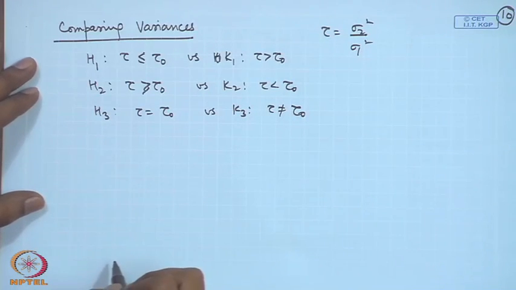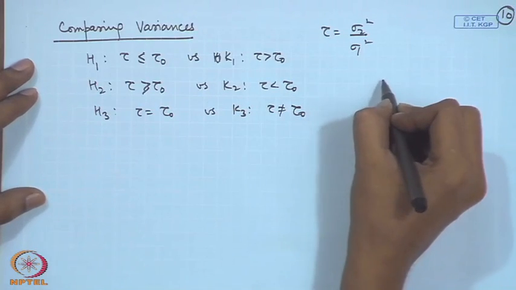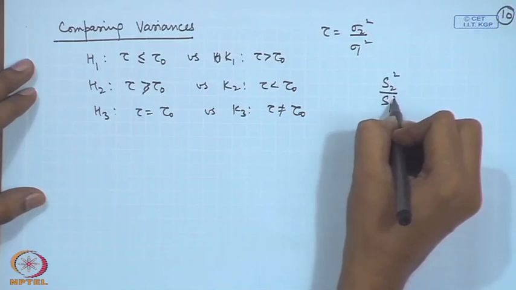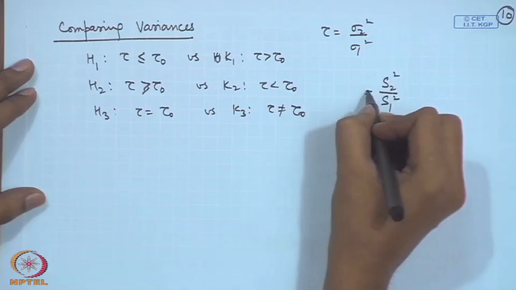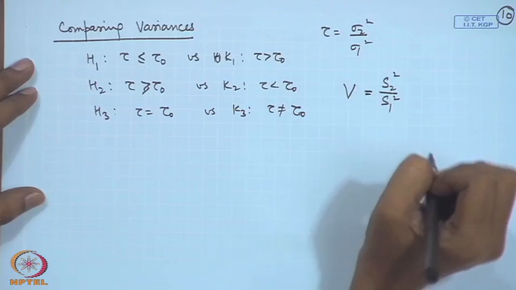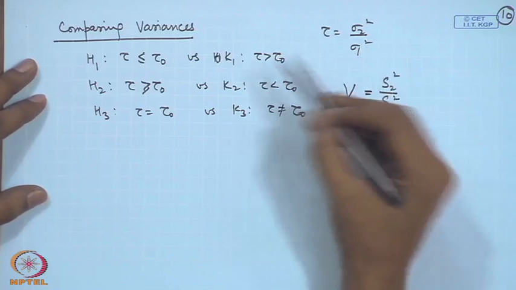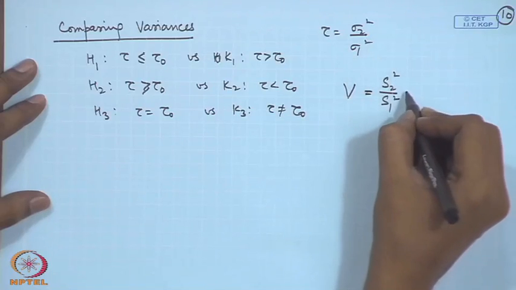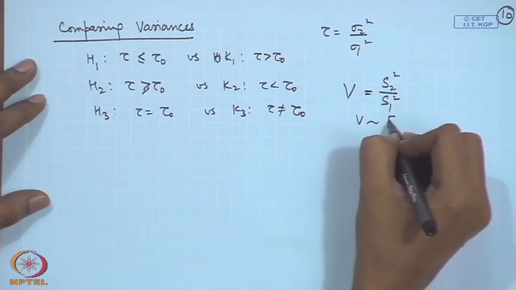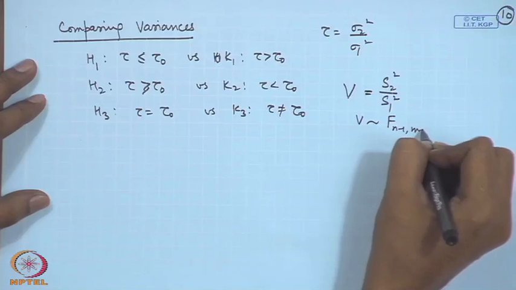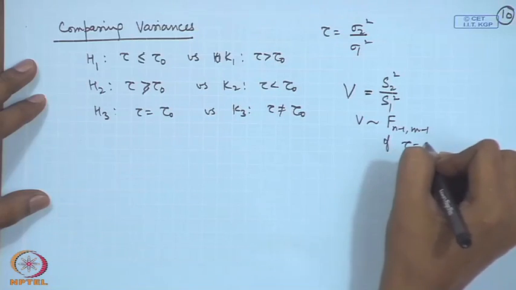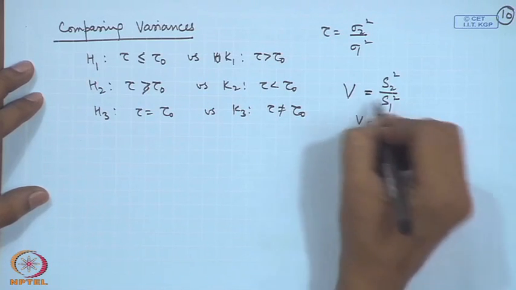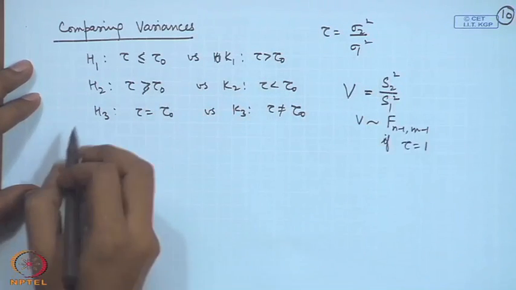In all these cases, we may consider S 2 square by S 1 square. Let us call it V. Now, when sigma 1 square is equal to sigma 2 square, tau will be equal to 1. So, then V will have F distribution on n minus 1, m minus 1 degrees of freedom if tau is equal to 1. Therefore, we can use this for the testing here.